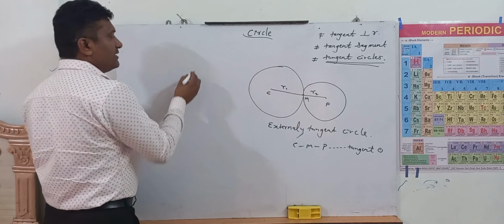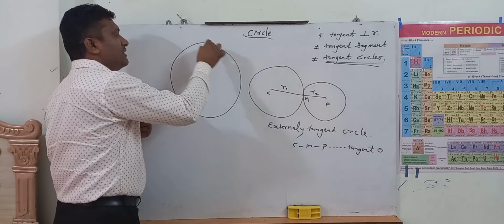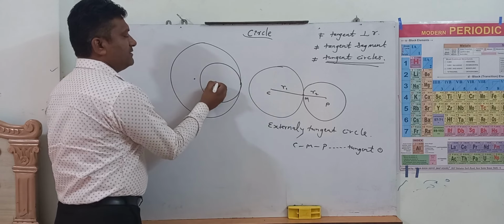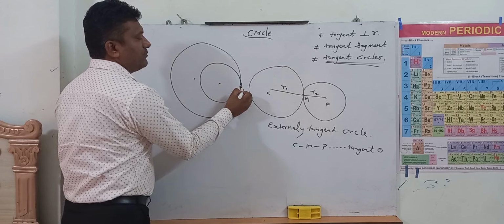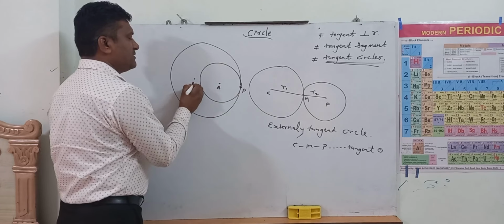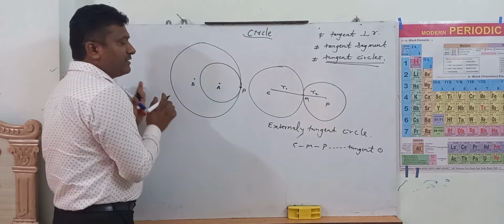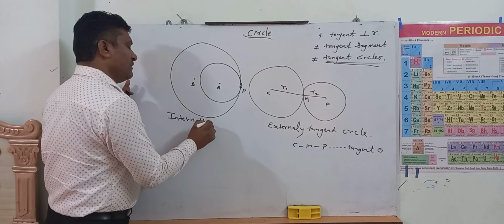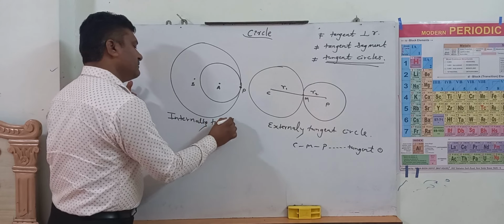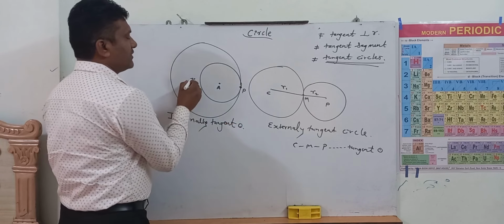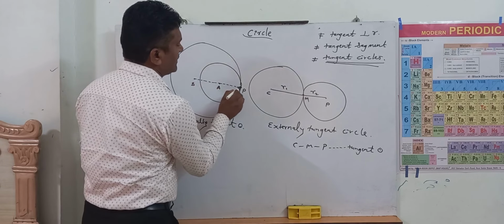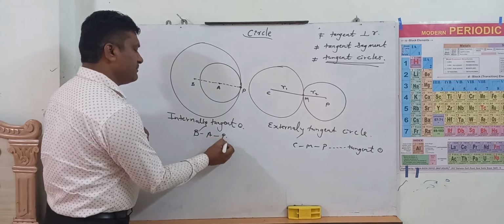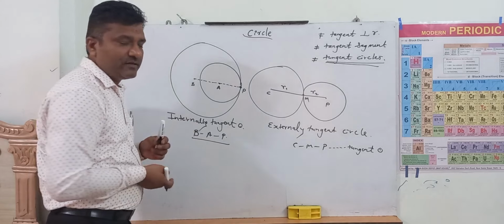The second type is called internally tangent circles. Look here. Suppose this is one center, this is the other center, and this is your point P. This is A and this is B. These are internally tangent circles. Look, it is straightforward, these three points will be collinear. Therefore we can say that B, A, P are collinear, because they are tangent circles, right?